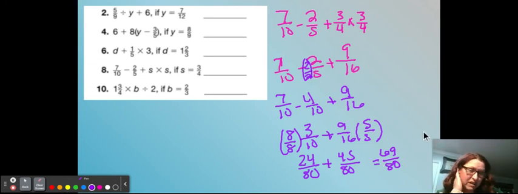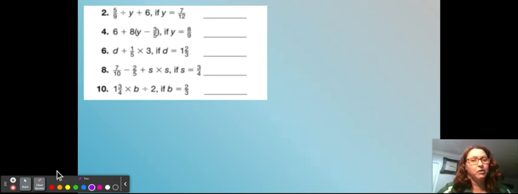69. It's not divisible by 2. It's not divisible by 4. It's not divisible by 10. It's not divisible by 5. So I think it is simplified. Let's look at one more.